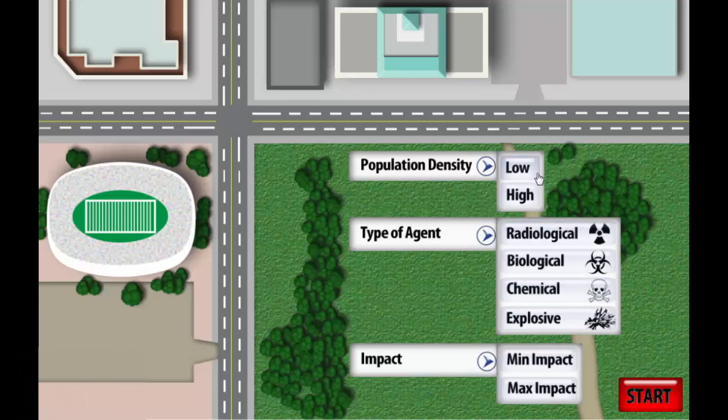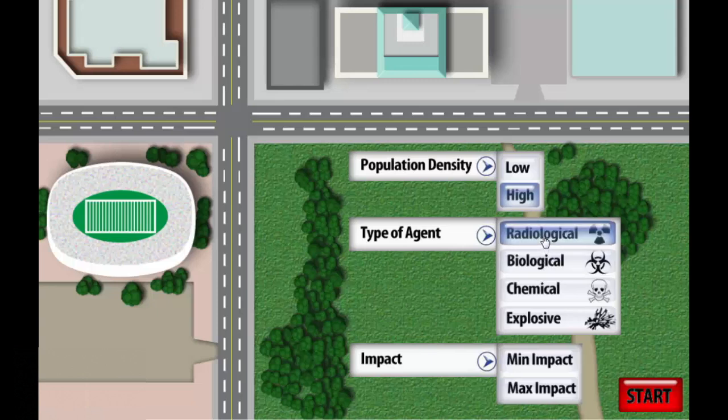To begin, select a population density, which describes how many people are located in a targeted area. You can either select low or high population densities. Next, choose the type of agent you would like to assess, such as biological or chemical.